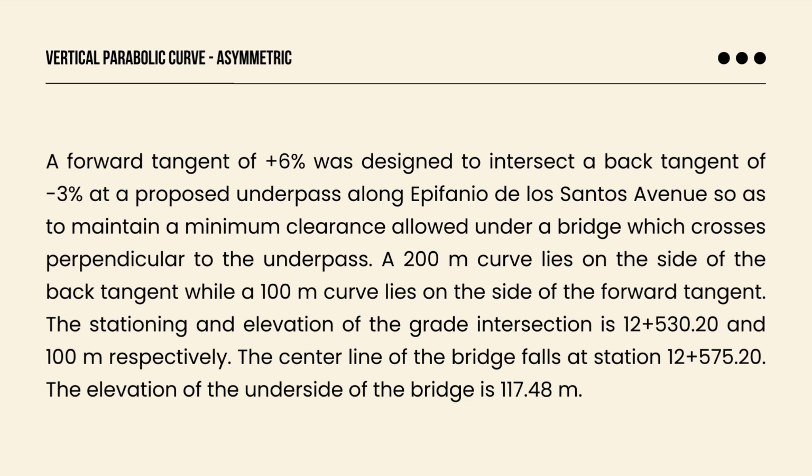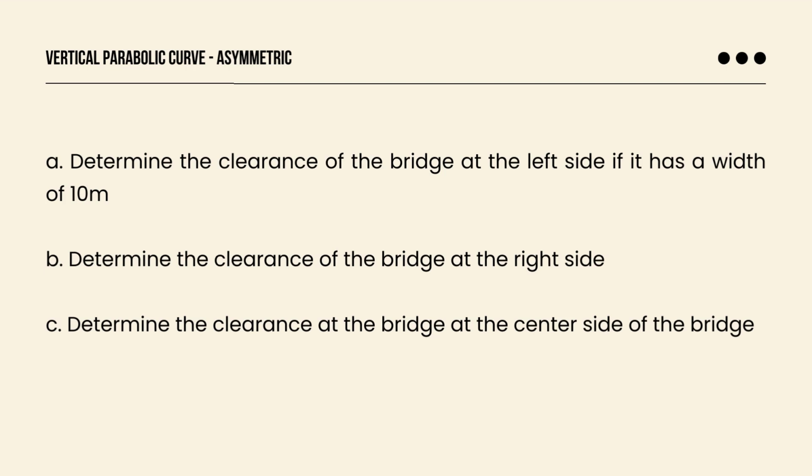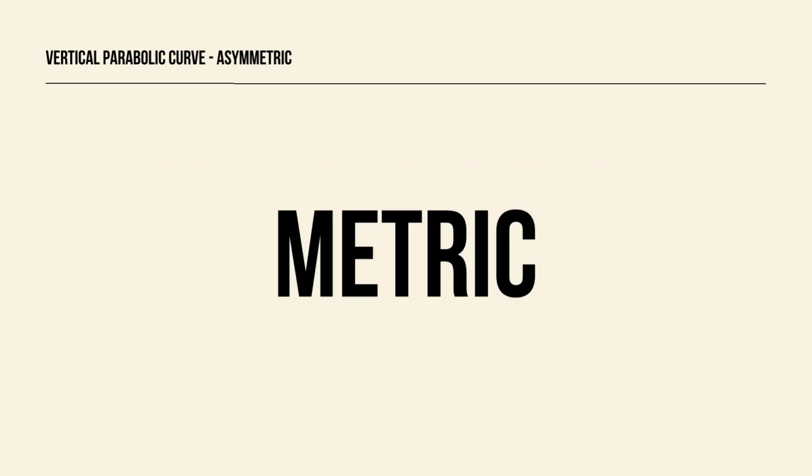The stationing and elevation of the grade intersection is 12 and 530.20 and 100 meters respectively. The center line of the bridge falls at station 12 and 575.20. The elevation of the underside of the bridge is 117.48 meters. A. Determine the clearance of the bridge at the left side if it has a width of 10 meters. B. Determine the clearance of the bridge at the right side. And C. Determine the clearance at the bridge at the center of the bridge.